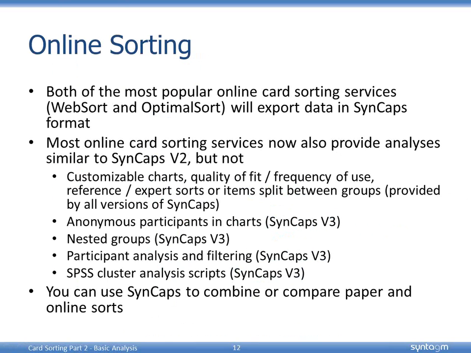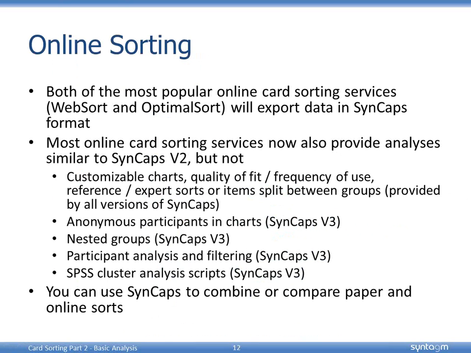In SynCaps version 3, which we're going to talk about in the next webinar, we do participant analysis, and you can, just by ticking a box, say that you don't want participants' names or email addresses to be shown in the charts, which would be potentially embarrassing for your customers or you, or a violation of data protection rules. So that's easily done. You don't get nested groups from online sorts. You do get a kind of participant analysis. I think Optimal Sort does a limited participant analysis, but we do a pretty full-blown one and filtering in SynCaps v3.